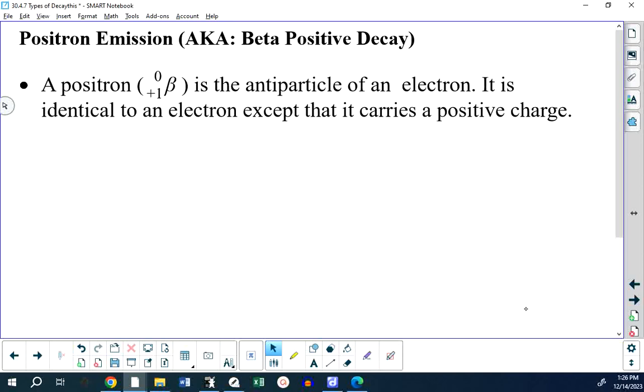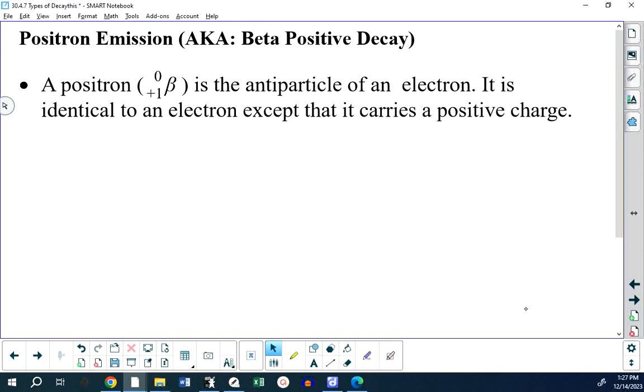A positron is a positive electron. It's identical to an electron in every way. If you could, and you can't, but if you could hold an electron in one hand and a positron in the other and feel the squishiness of each particle, you couldn't tell the difference. If you could see the color, they don't have a color, but if they had a color, they would be the same. They have the same heft, they have the same shape. Everything about them is the same except one is positive, the positron, and one is negative, the electron.